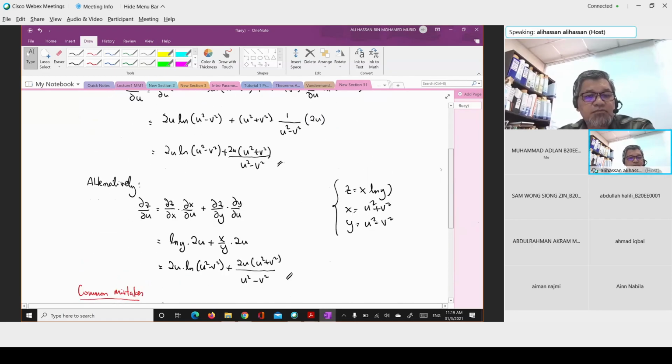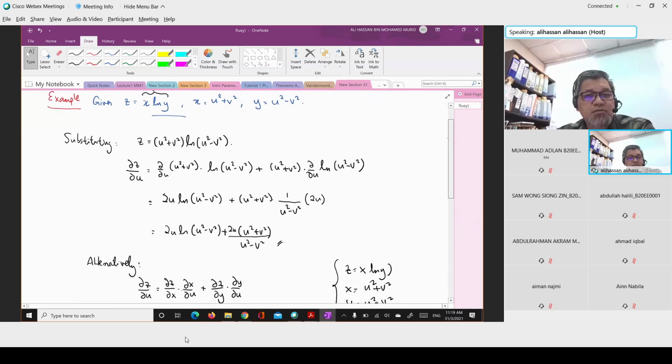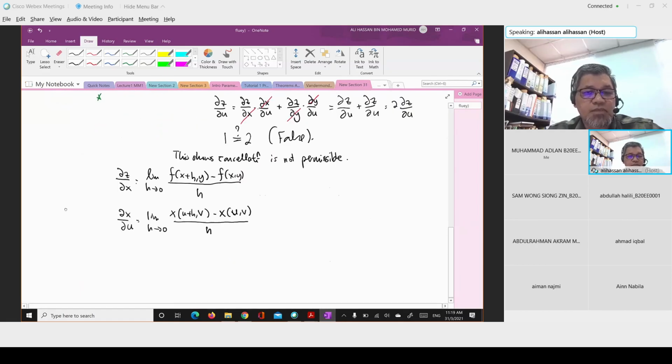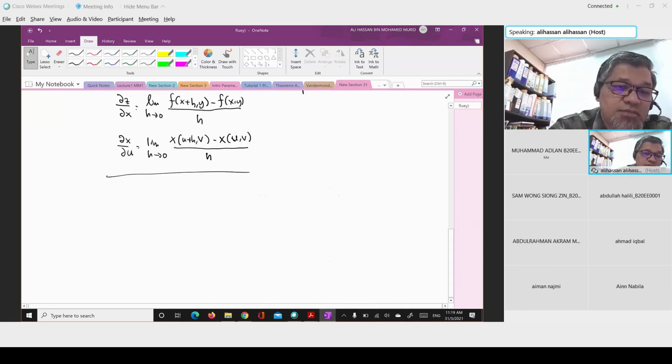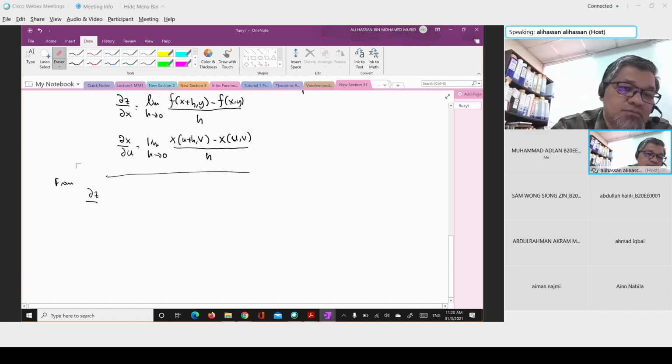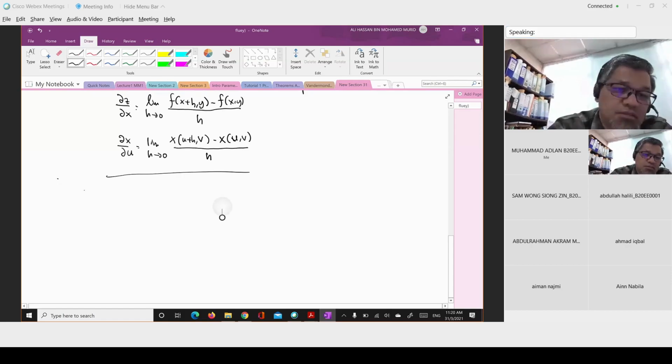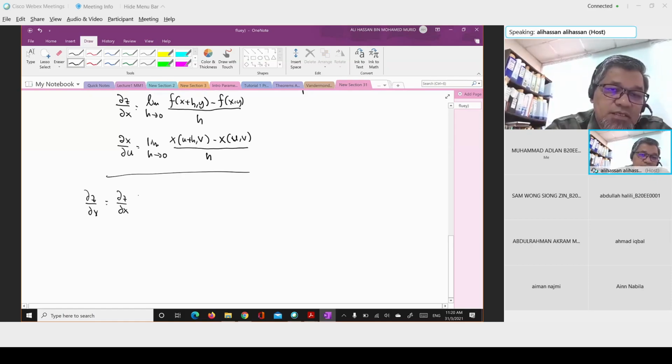We have already found z partial u. We can also determine z partial v. So let's continue. What is z partial v? By the chain rule, it is z partial x times x partial v, and then plus z partial y times y partial v.